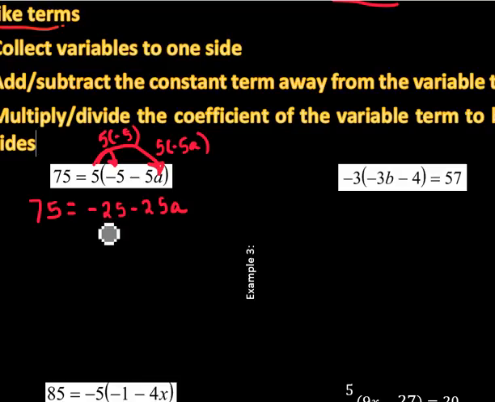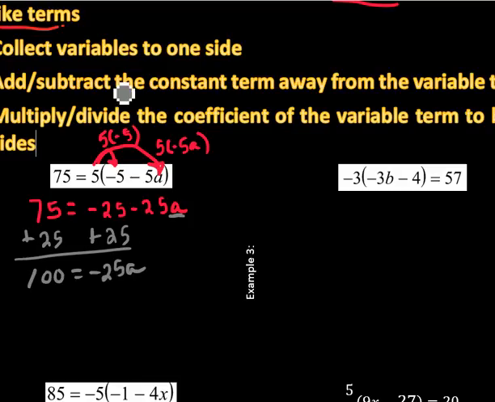So here is my variable, okay? And then this is the constant term. This is a variable term, constant term. So we need to do the opposite of the constant term, which is positive 25 to both sides. And we get 100. 100 equals negative 25a.